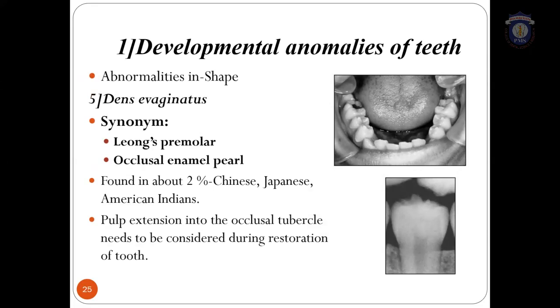Dens invaginatus, also known as Leong's premolars or occlusal enamel pearl. This usually affects about 2% of the Chinese, Japanese, or American Indian population. Here you will see that there is the pulp extending into the occlusal tubercle, and this needs to be considered especially during restorations.